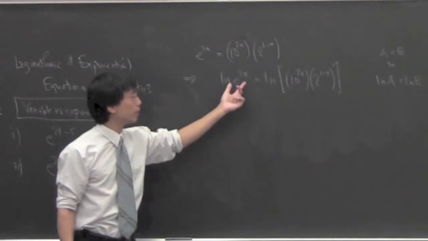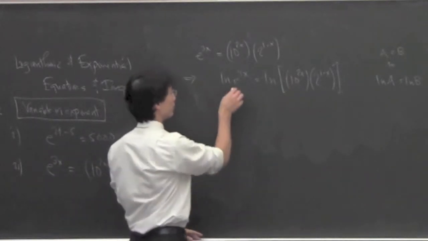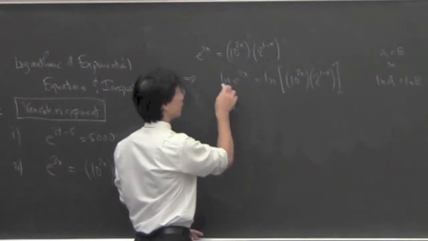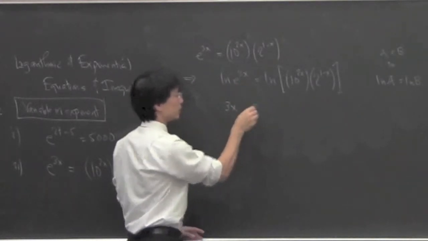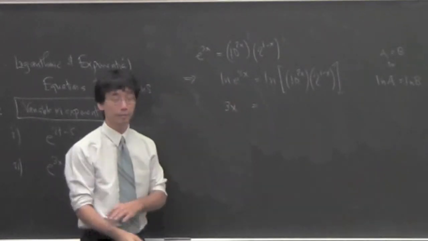So now what do we do? Well, in this case, we've already seen what we do. Right? You can pull the 3x out. You get the natural log of b, that's 1. You just get 3x on the left-hand side.